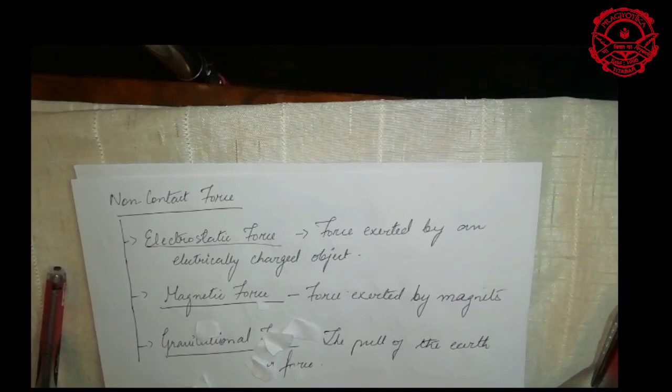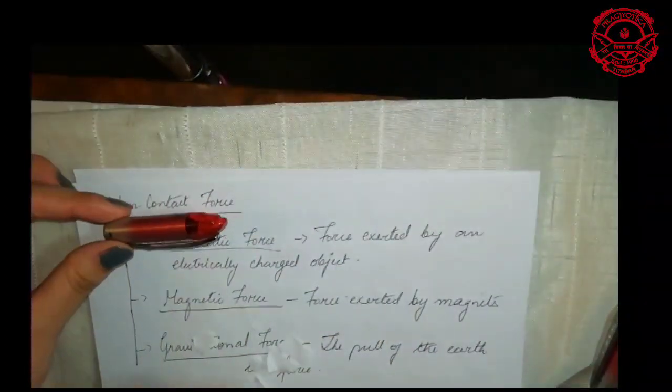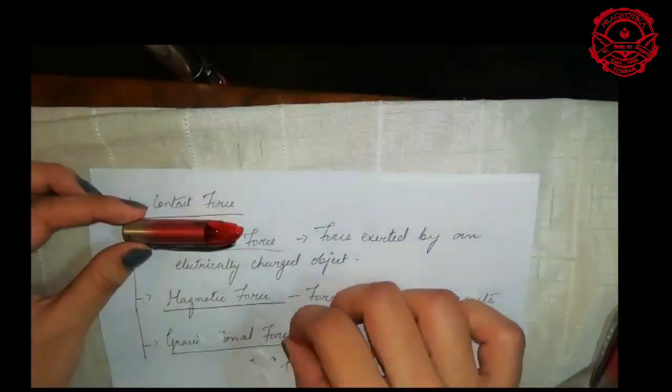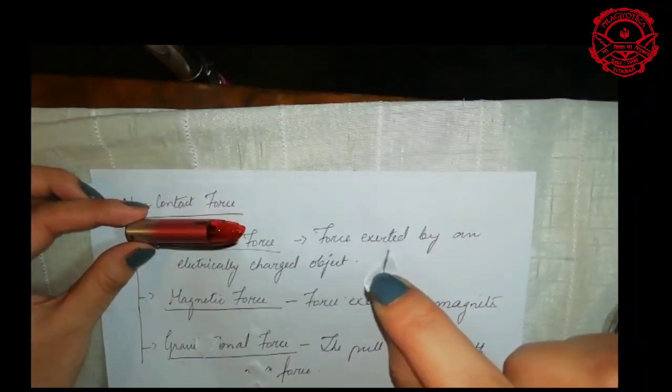Now next we'll move on to your magnetic force. This magnetic force is another force which can act at a distance. Okay, that is your magnetic force. These magnets have the property of attracting objects made of iron. Suppose this pen cap is my magnet, and think that this piece of paper is my iron.